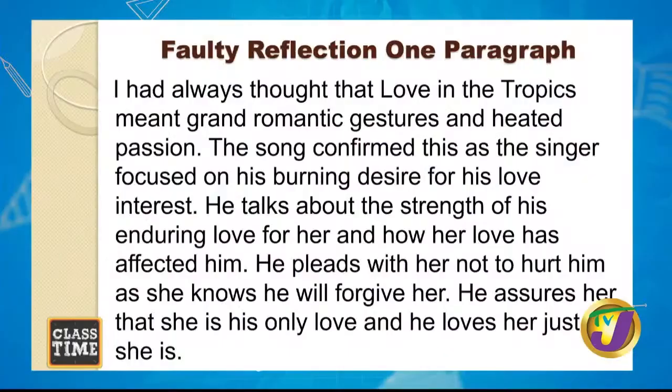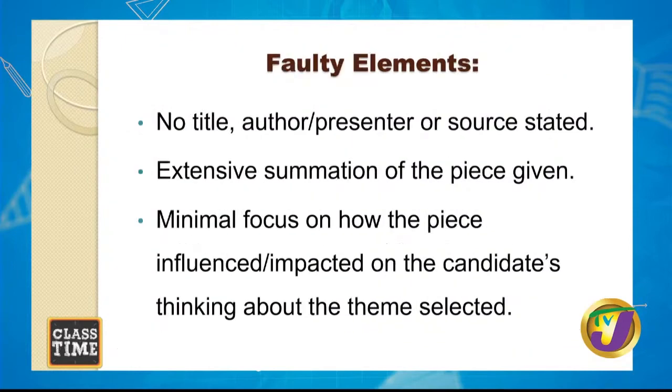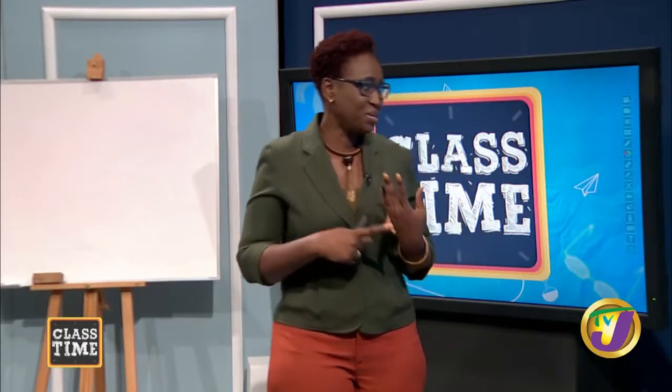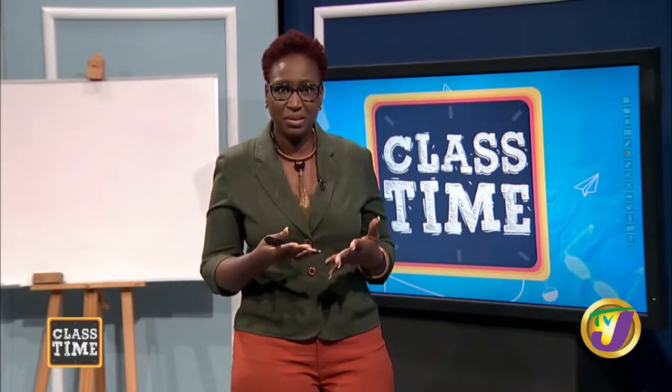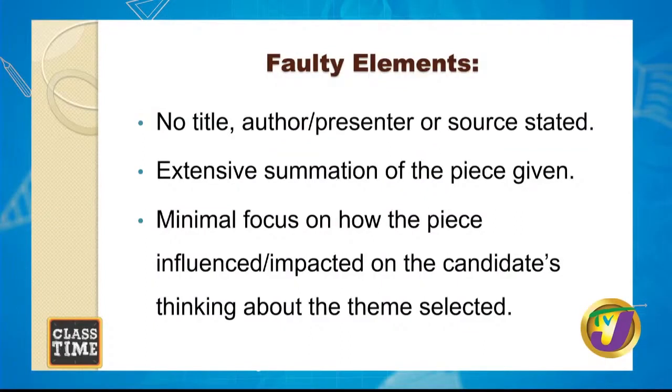There's a faulty reflection 1. Read that quick. What are the problems with this faulty reflection 1? Here they are. So no title, author, presenter, or source was stated. Extensive summation was given. You're not supposed to summarize. Remember, we said just 1 or 2 sentences. That's all you need. Minimal focus on how the piece influenced or impacted the thinking about the selected topic. So hardly anything was said. And remember, that is actually the whole aim of reflection 1. That is the focus of it.